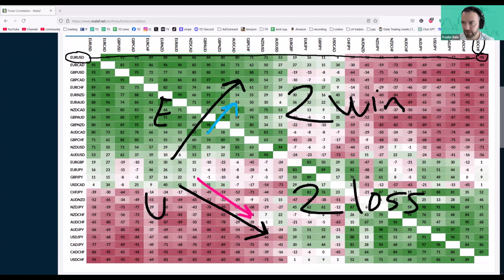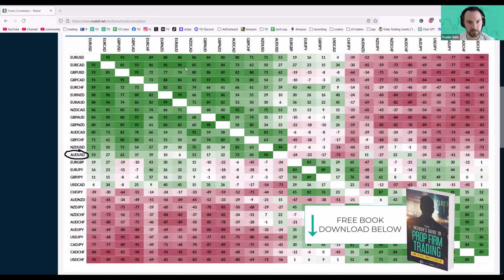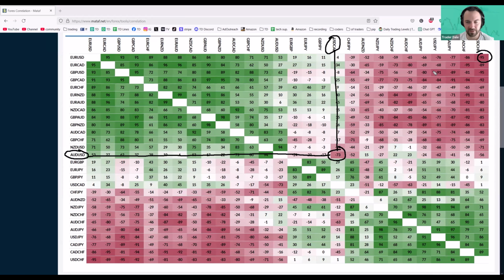What's also heavily correlated is the Australian dollar, US dollar with the US dollar Canadian dollar. There's the Australian dollar, US dollar, and US dollar Canadian dollar. Where is it? Here. -73. It's not that bad as the US dollar Swiss franc and the euro dollar, but still those two move quite similarly, right? Only the opposite ways. If the Australian dollar, US dollar goes like this, then the US dollar Canadian dollar will go like this.